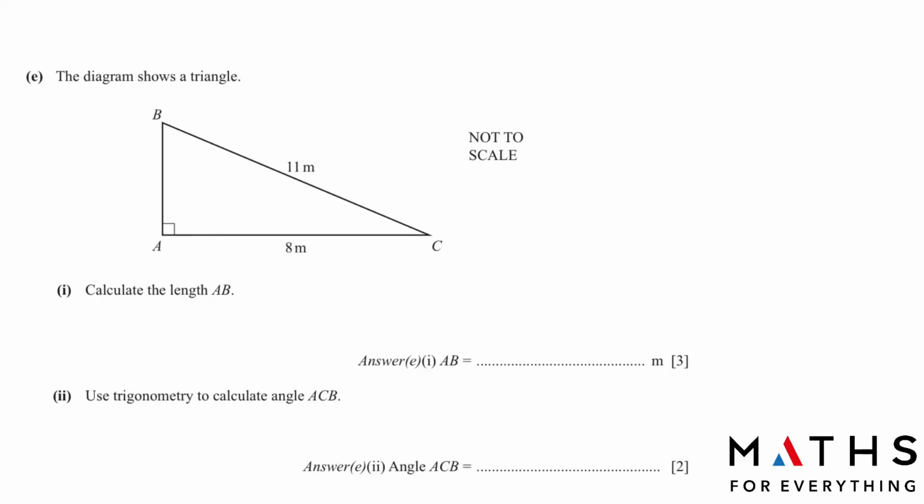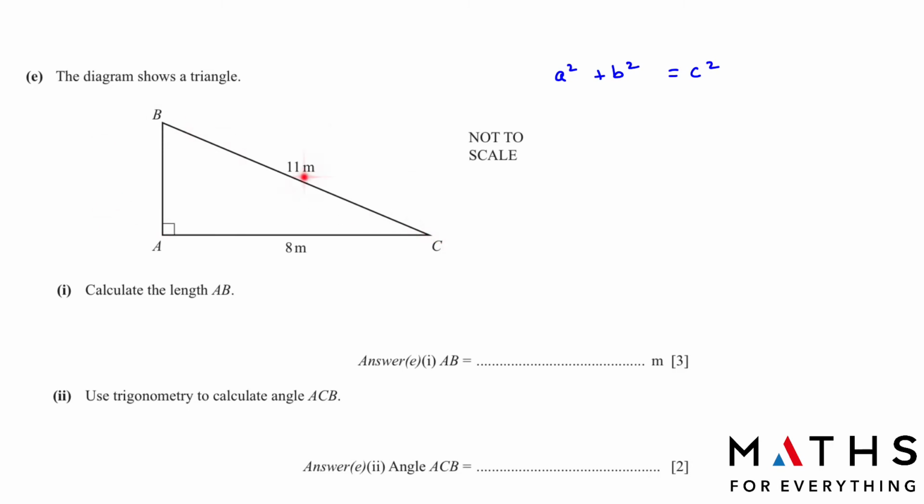The next part of the question, the diagram shows a triangle. Calculate the length AB. 2 sides are given to us and we need to find the third side. Whenever 2 sides are given and we need to find the third side, we use the Pythagoras theorem. The Pythagoras theorem is a square plus b square is equal to c square. C is your hypotenuse. A and B can be any side. Now what is the hypotenuse? The side opposite the right angle.